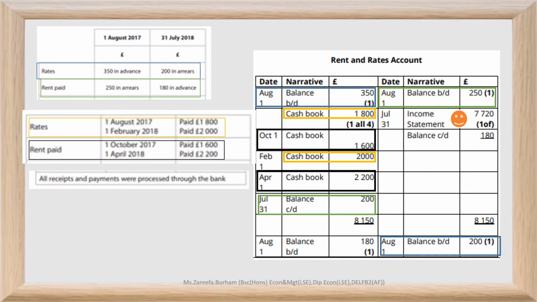Next, rent paid in arrears is a liability since it is an accrual. In this case, opening balance comes on credit side and closing balance will also be on the credit side since the rent is paid in advance at the end of the year.